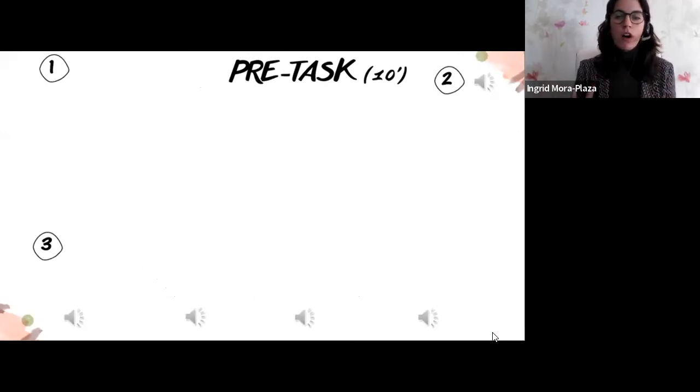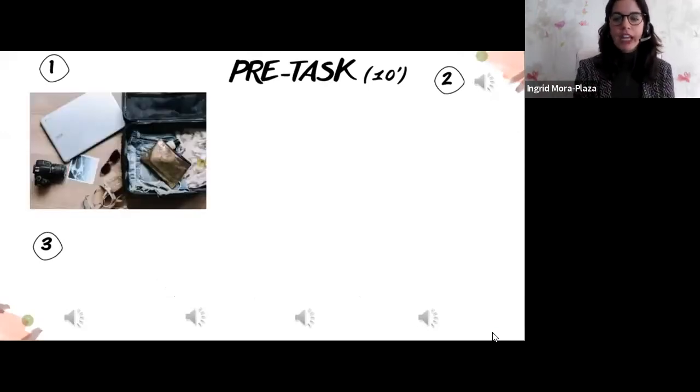So what I did was I first presented the topic area of the session through a full screen photo of a real life activity. For example, a girl packing her clothes. And then I asked them about their experience doing that activity, and we engaged in a brainstorming. So then I helped students recall and activate words and phrases that were going to be useful during the task cycle.